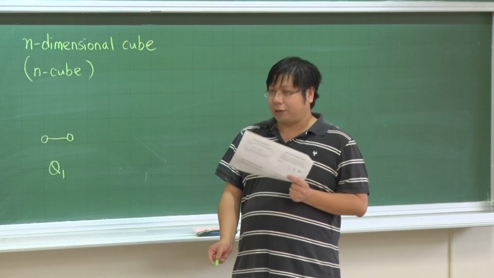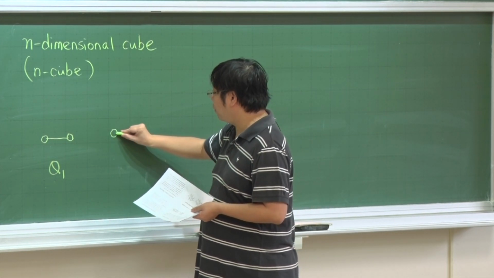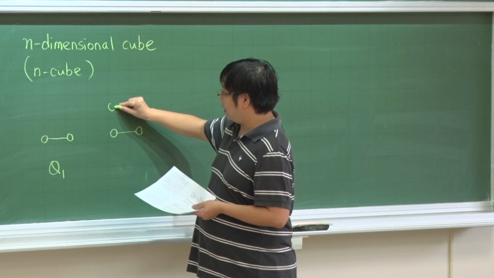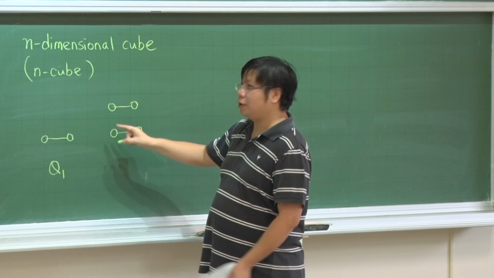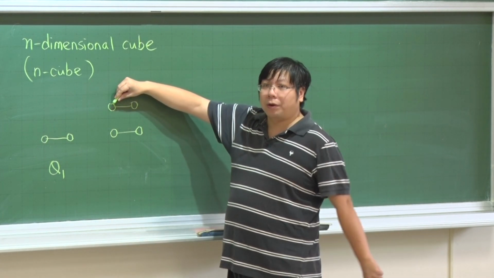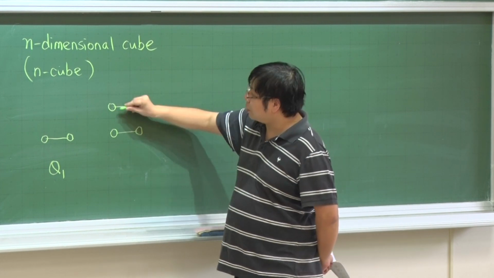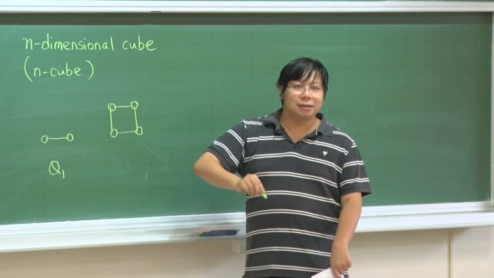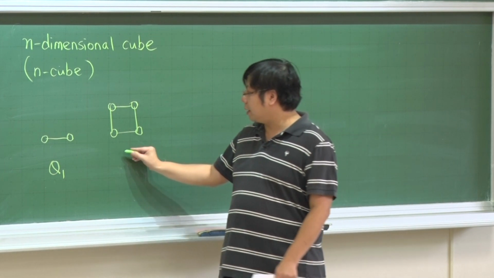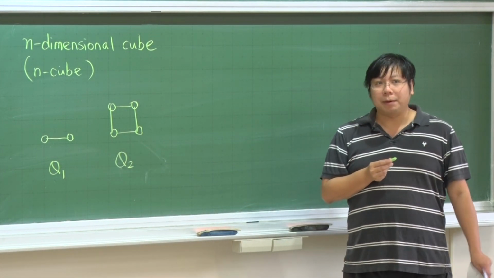And then to get Q2, we duplicate Q1. So we have 1 copy of Q1, and another copy of Q1, so there are 2 copies of Q1. Am I correct? And then you can have 1-1 correspondences between the vertices here. Okay? And then we join the corresponding vertices together. So this is called a Q2. Is that okay? How about Q3?